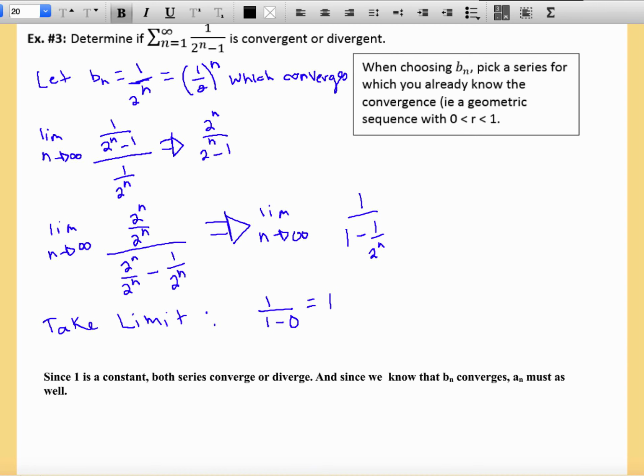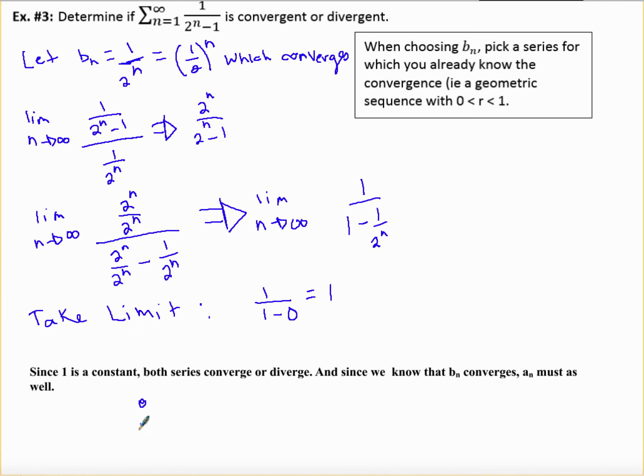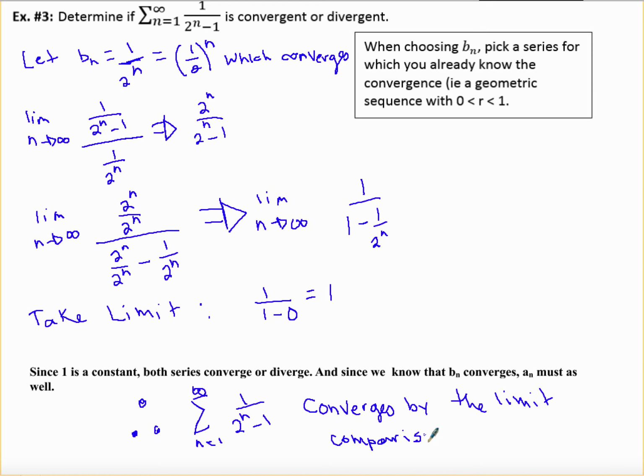Therefore, the sum from 1 to infinity of 1 divided by 2 to the n minus 1 converges by the limit comparison test. And we're done. I think this one was great. I enjoyed that. I hope you did too.